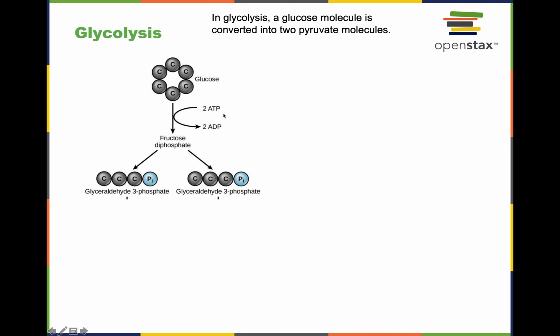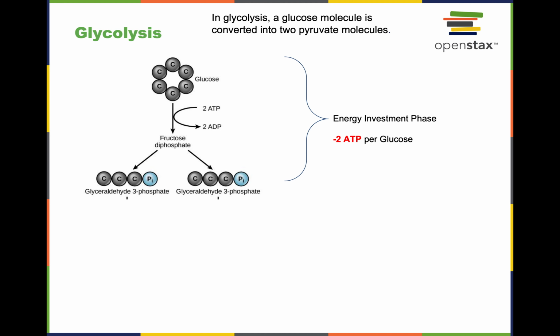And during this process, the cell actually spends 2 ATP molecules. So this process is called the energy investment phase of glycolysis. So 2 ATP molecules are spent per glucose. So we're still running a deficit.